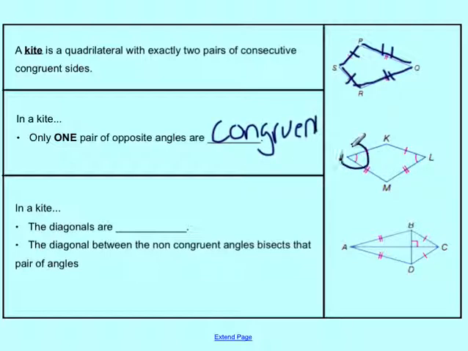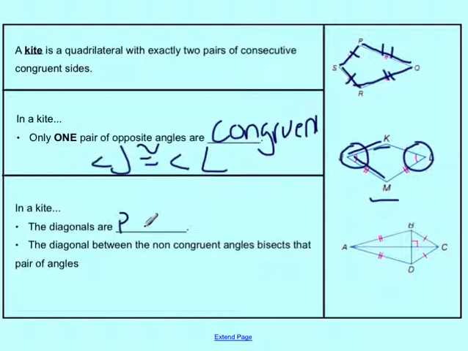Okay, so this pair is congruent to this pair. They have to be opposite, but this and this are not congruent. And notice that the opposite angles that are congruent are between two non-congruent sides. So we can say that angle J is congruent to angle L. Well, what else do we know about kites? In a kite, the diagonals are perpendicular. So we don't know that they are equal to each other, but we do know that they are going to form a right angle.